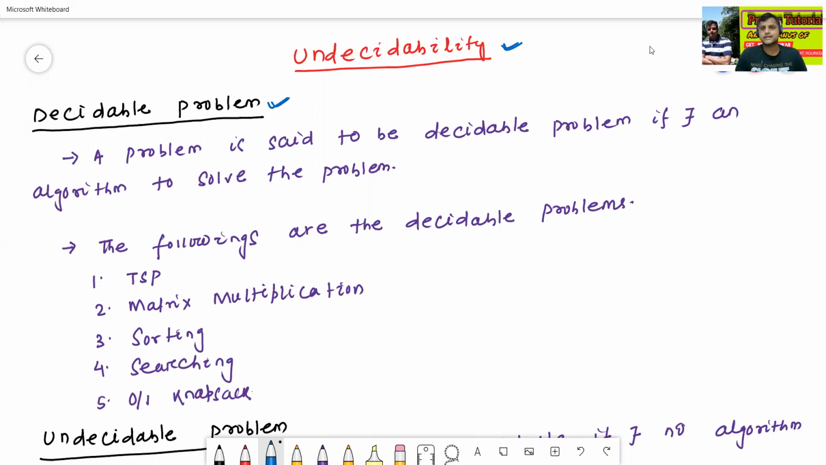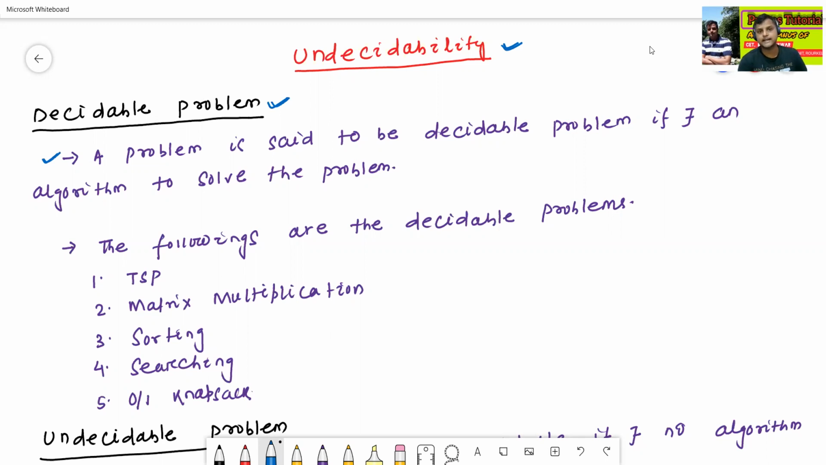We have already discussed decidability and undecidability in some previous classes, like decidability and decision properties of regular languages and decision properties of context-free languages. But in the next two classes, we'll discuss in great detail what is the meaning of a decidable problem and an undecidable problem. So what is the meaning of a decidable problem?